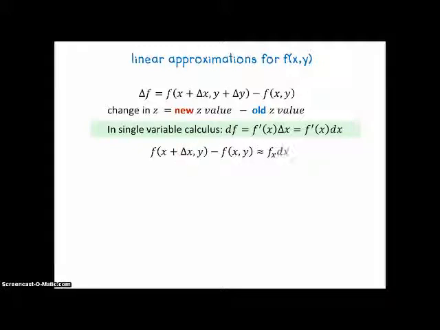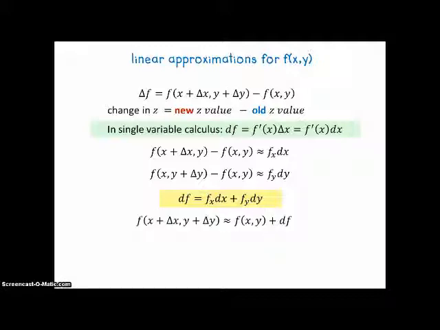So if only x is changed, then if we take the new point minus the old point, it can be approximated by the partial derivative with respect to x times dx. And if we only change y, then the difference between the new point and the old point can be approximated by the partial derivative with respect to y times dy. So if we add those two together, then we get an approximation for the actual change in the function if both x and y are changed.